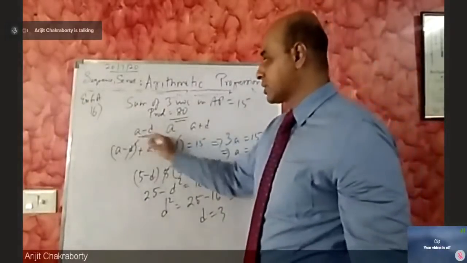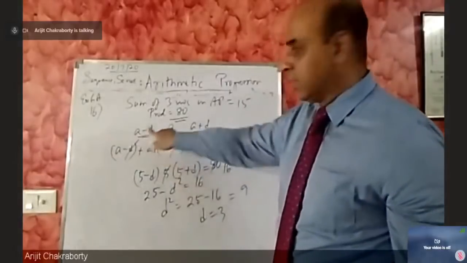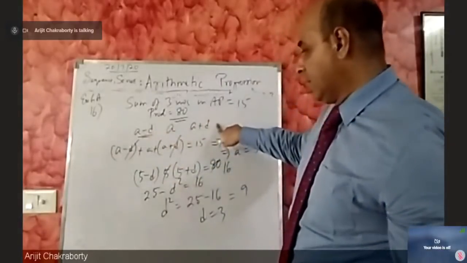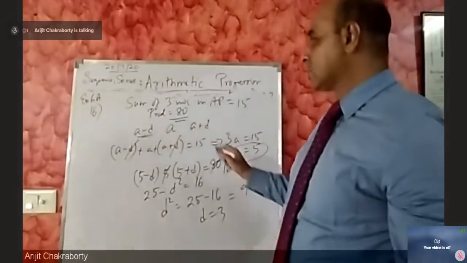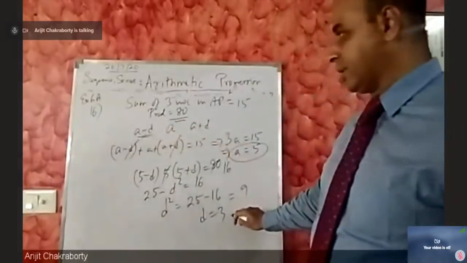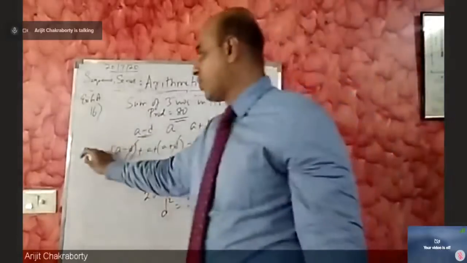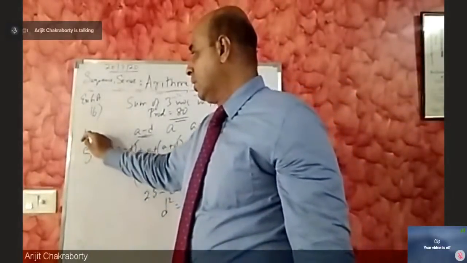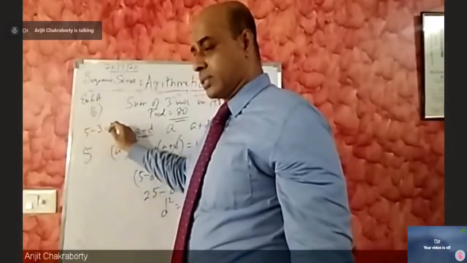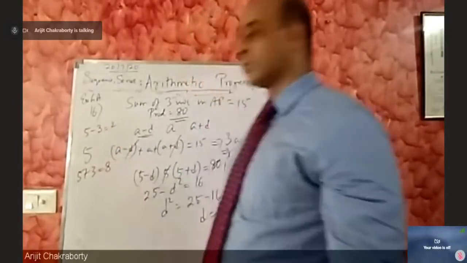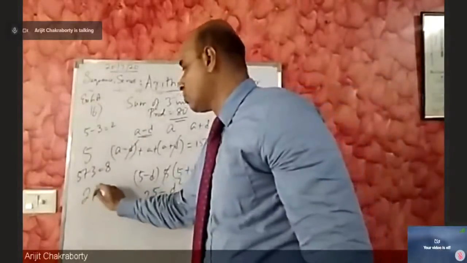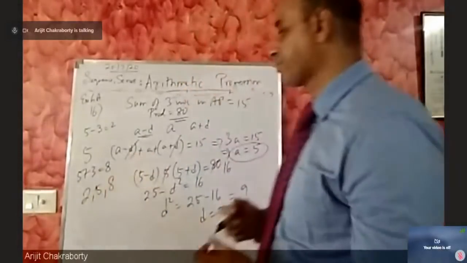So, A minus D is how much? This is the first number, second number, third number. A we have already got 5. So, A minus D, D is 3. So, the numbers are what? 5 minus 3, that is 2, 5, and 5 plus 3, that is 8. So, the numbers are 2, 5 and 8.